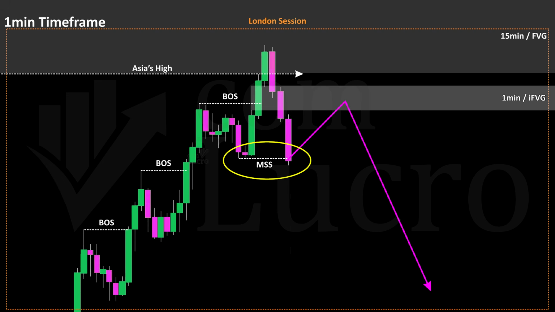At the same time, if a market structure shift occurs, it adds further confluence and strengthens the overall setup. With these confirmations aligned, price is likely to retrace back into the inversion fair value gap, now functioning as resistance, before continuing lower toward the next sell-side liquidity pool.